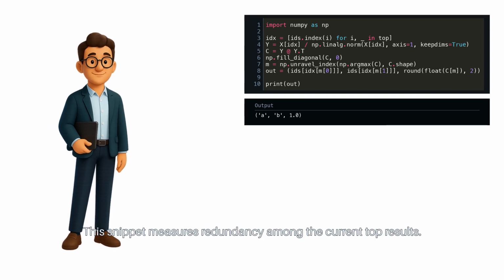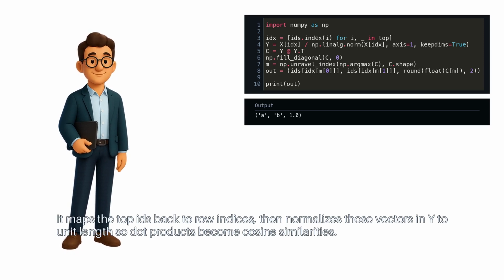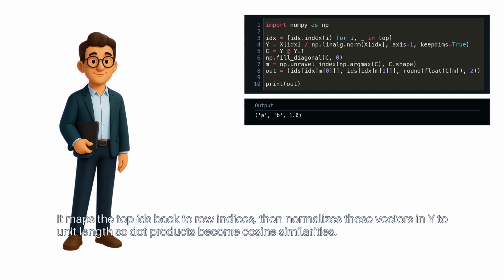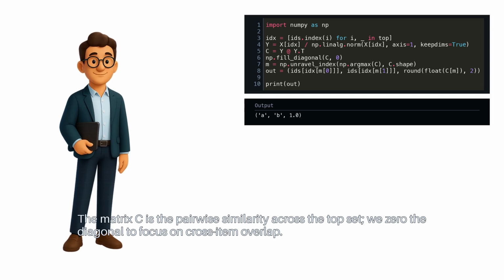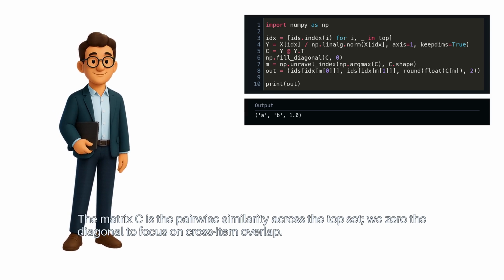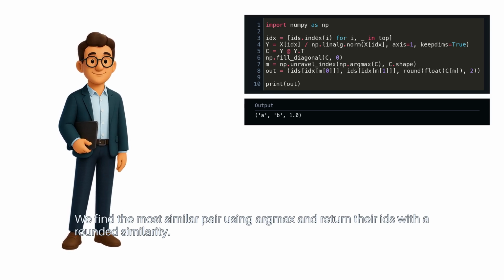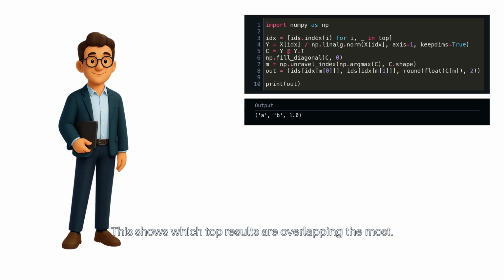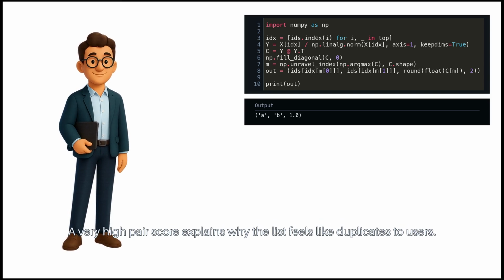This snippet measures redundancy among the current top results. It maps the top IDs back to row indices, then normalizes those vectors in Y to unit length, so dot products become cosine similarities. The matrix C is the pairwise similarity across the top set. We zero the diagonal to focus on cross-item overlap. We find the most similar pair using argmax and return their IDs with a rounded similarity. This shows which top results are overlapping the most. A very high pair score explains why the list feels like duplicates to users.